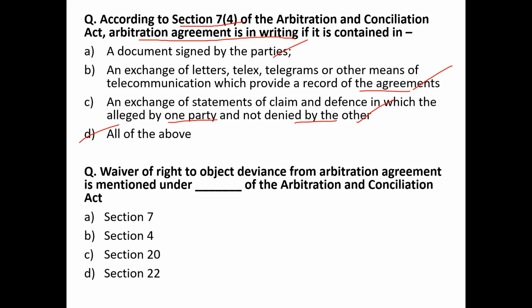Next question. Waiver of right to object to deviation from arbitration agreement is mentioned under dash of the Arbitration and Conciliation Act. It's option B, Section 4.